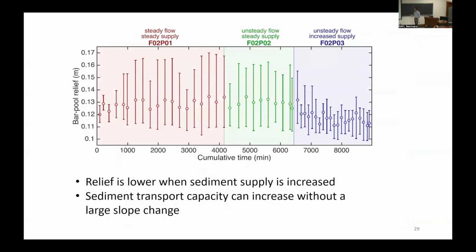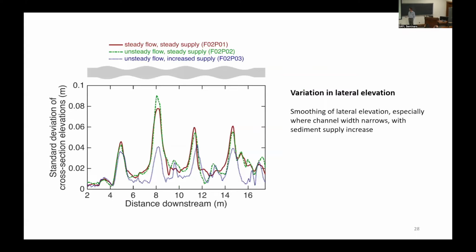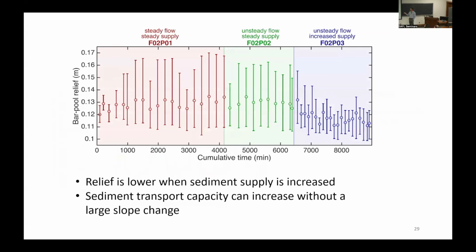And I think I just have a single dot here. Yeah. So the data that I'm showing here are the average slope for the whole channel, but we didn't break that down into sub-reach scale slopes. I suppose we might be able to back out what it looked like from the bar pool relief, but I would have to go back to the data.